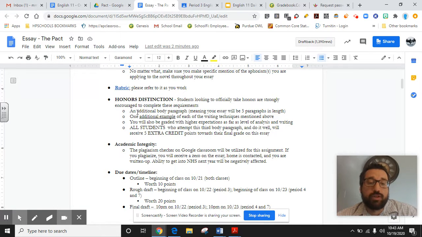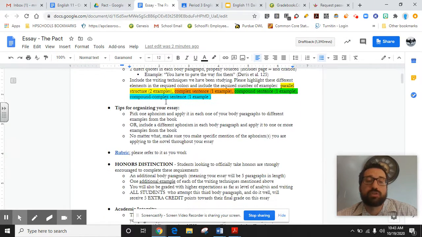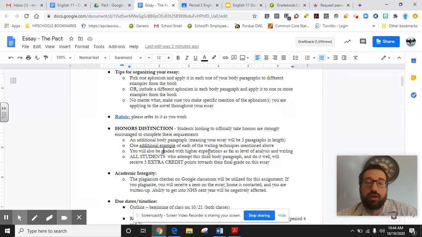Basically, the extra credit component, the honors distinction component, is an additional body paragraph. So your essay would be 5 paragraphs in length, with 3 body paragraphs instead of 2. You would also have 1 additional example of each of the writing techniques mentioned above. So instead of 2 examples of parallel structure, you would have 3. Instead of 1 example of a complex sentence, you would have 2, and so on. Also, if you look at the rubric, you will be graded with a fairly higher level of expectations. Your writing style, your thesis, and your analysis will all be graded in a higher way.